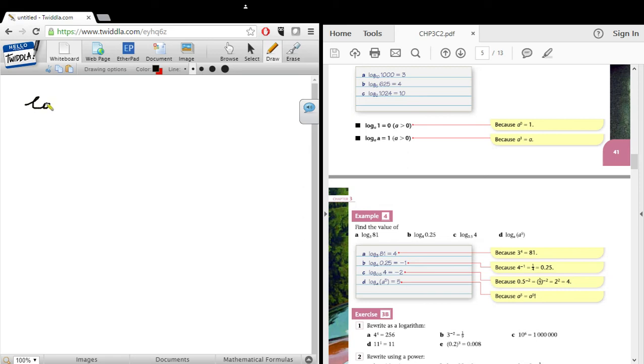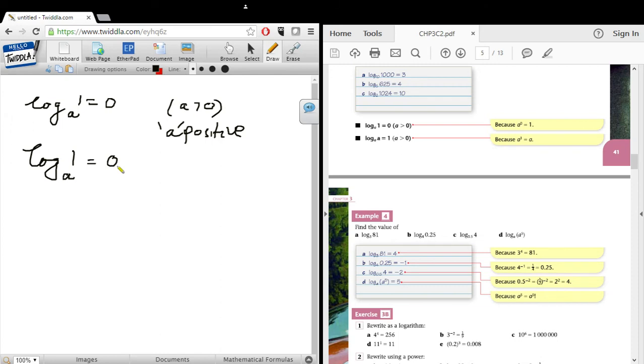So log a to the power of 1 equals 0 when a is greater than 0. So if a is positive, regardless of what it is, anything, so log 1 to base a, okay, equals 0. And likewise, another rule, log a to base a equals 1.